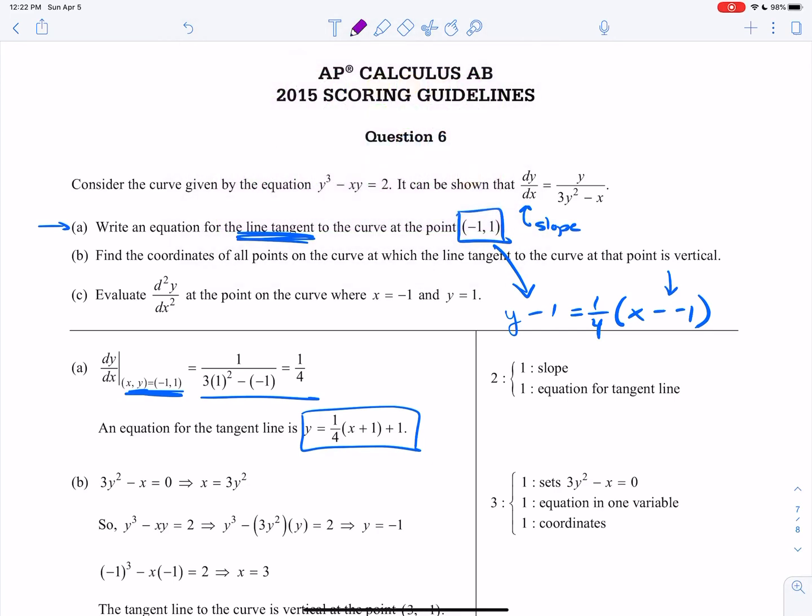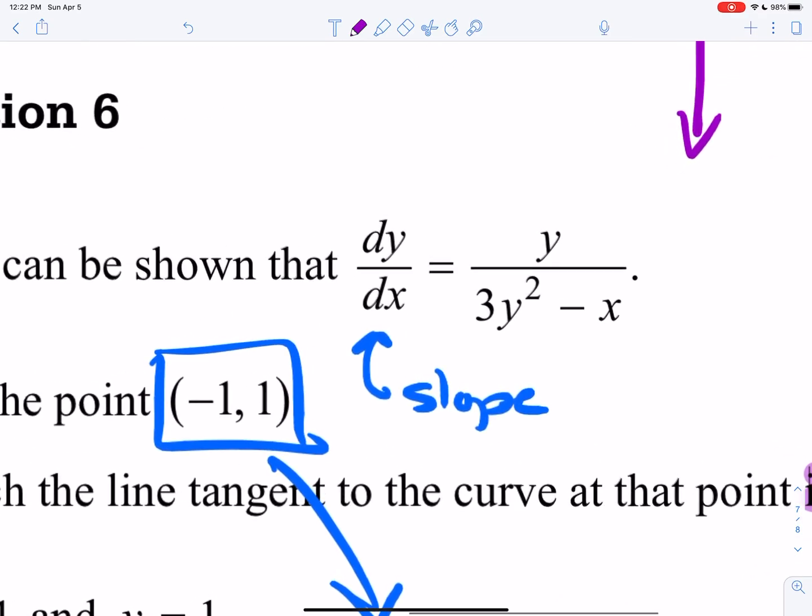Here's part B. Find the x-coordinates of all points on the curve at which the tangent line is vertical. So the buzzword right here, you guys, is vertical. What does it mean to have a vertical slope? What do you guys know about that slope? You should know that this slope is undefined. Well, think about it. What does undefined mean? That's pretty much when you're dividing by 0. So if we could make this equation undefined, we can find out where the x and y coordinates are.